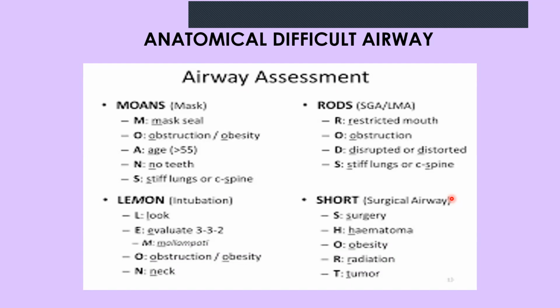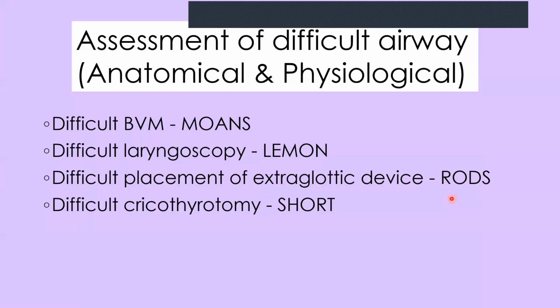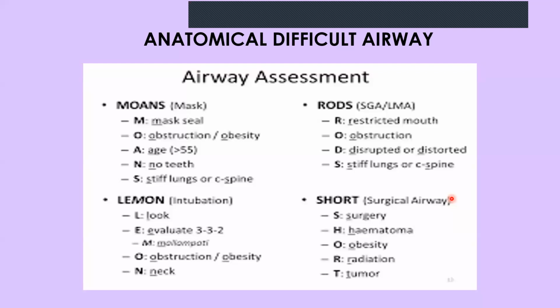So MOANS ni selalunya consists of mask seal, susah nak mask seal bila ada obstruction ataupun patient obese, age 55, tak ada gigi, stiff lung or C-spine. Kalau susah nak RODS, apa? RODS, difficult placement of extraglottic device. Sebenarnya patient yang ada restricted mouth opening, ada obstruction ke, distorted, and also stiff lung juga. LEMON ni kalau nak intubate kita tengok: look, evaluate, Mallampati, the mouth opening tu, obstruction, also patient yang obese, also neck dia.